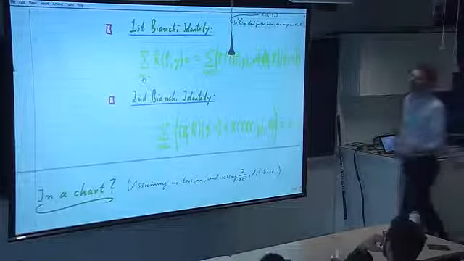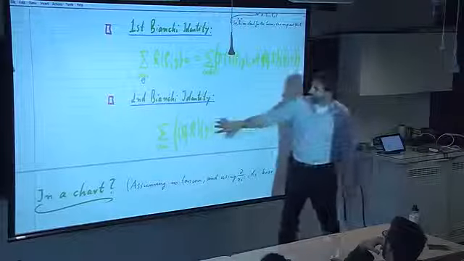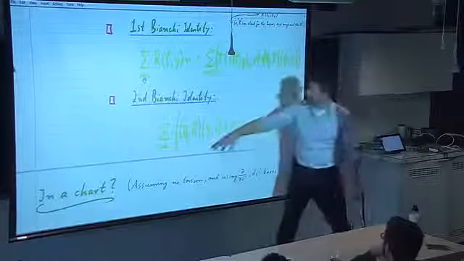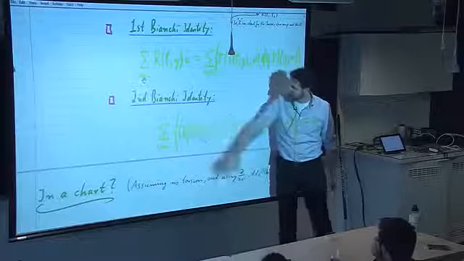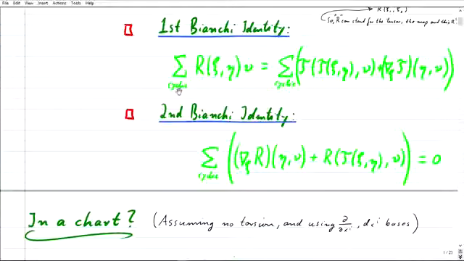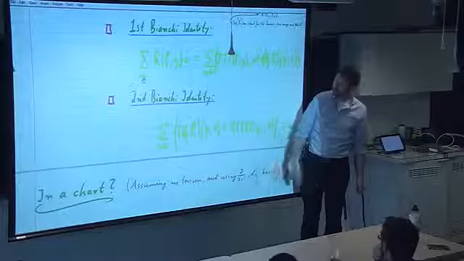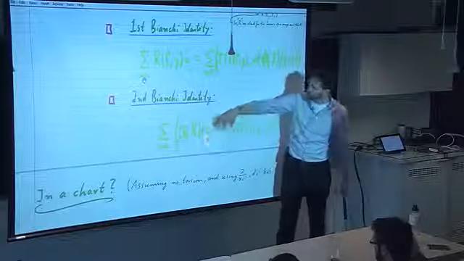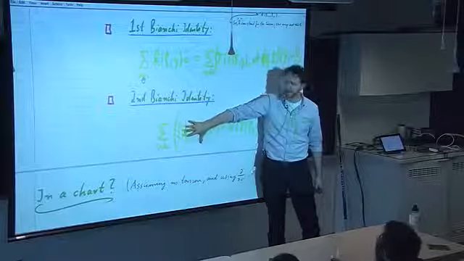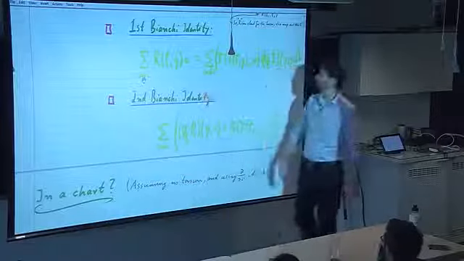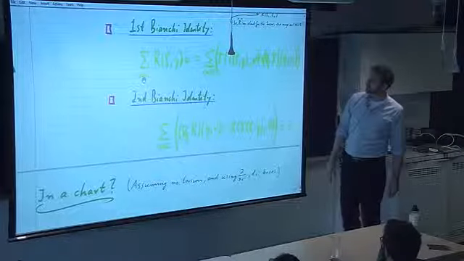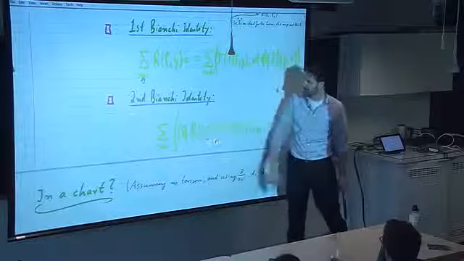The second Bianchi identity takes this form, again a cyclic sum of something to do with the Riemann curvature map, equal to 0. Here is the torsion involved. This term does not contain the torsion. This term, though, contains a covariant derivative. This one does not contain any covariant derivatives of the curvature. This one does.